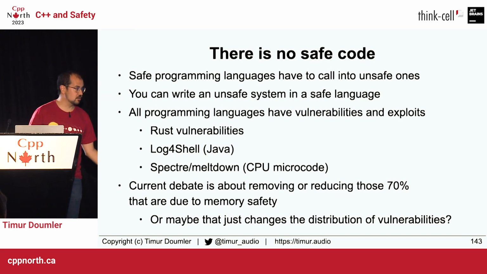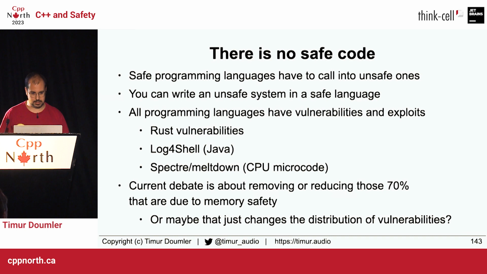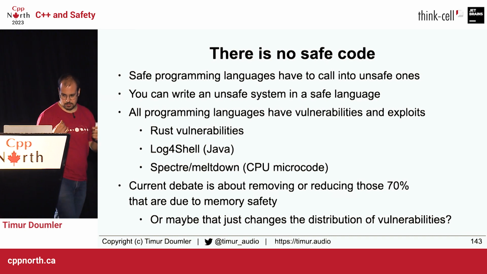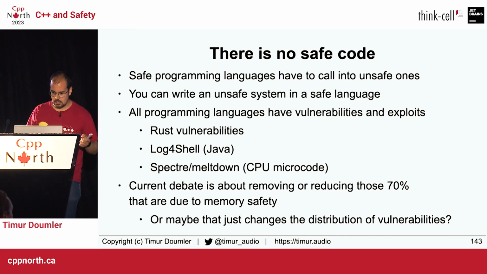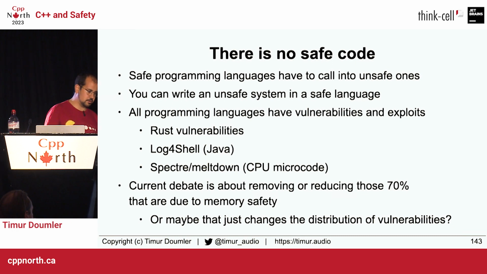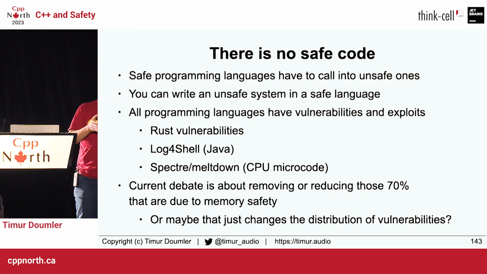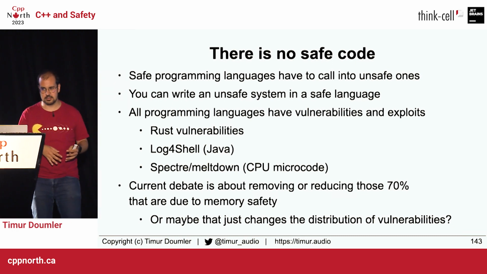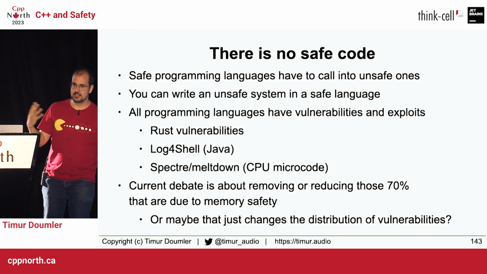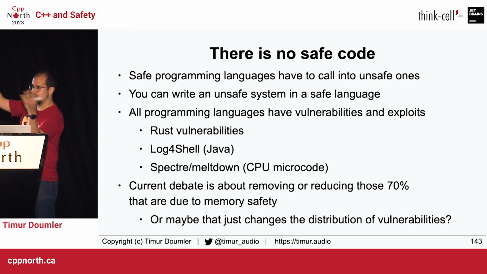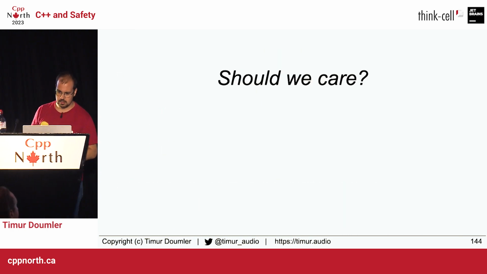All programming languages have vulnerabilities and exploits, as we've seen, not just C and C++. And so the current debate really isn't about having absolutely safe code. It's just about reducing those 70% that are due to memory safety. And it's not a fact that even if we fix all of these holes, we're actually going to get 70% fewer exploits, because attackers are like a gas, right? They fill all the volume that's available to them. So if you plug that hole, they're going to move on to something else, and you're going to have more exploits in that area.